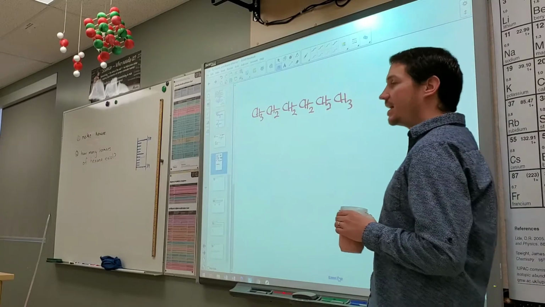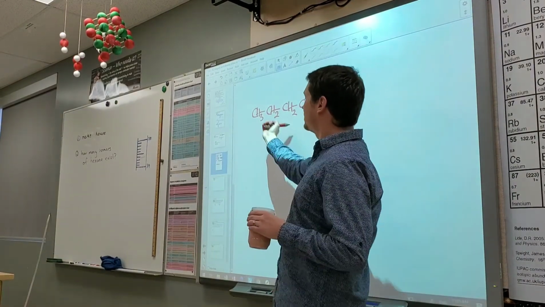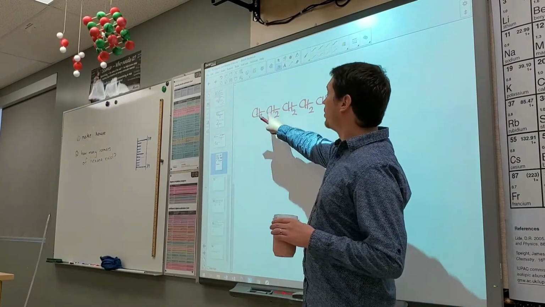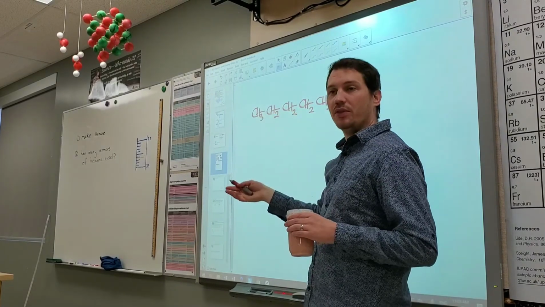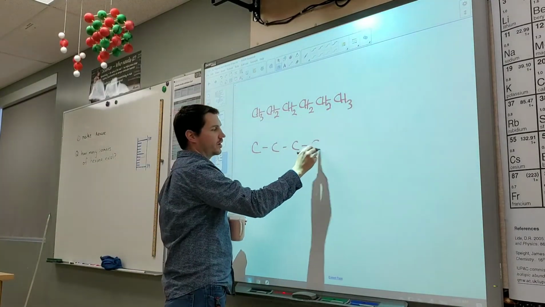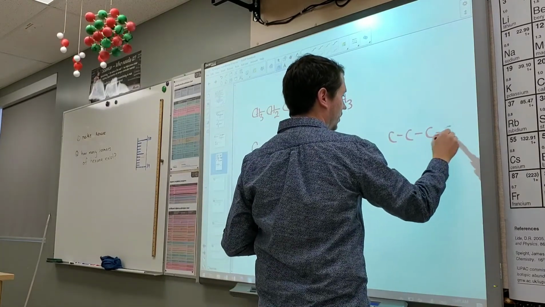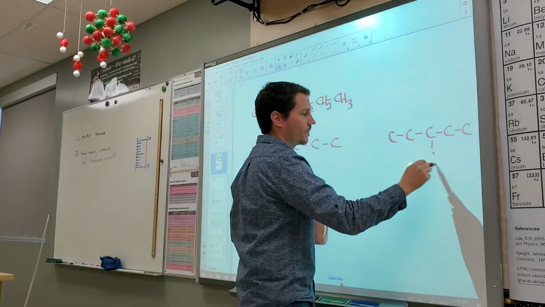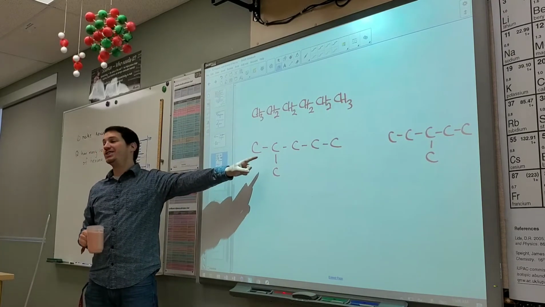I can make a pentane, so I'll take this last CH3 and I'll pop it onto somewhere. Where do you want to attach it? Number 2 or number 3? Well, we could do both of those, right? Sure, why not? So carbon, carbon, carbon, carbon, carbon. The carbon could either be attached to the 2 or the 3.